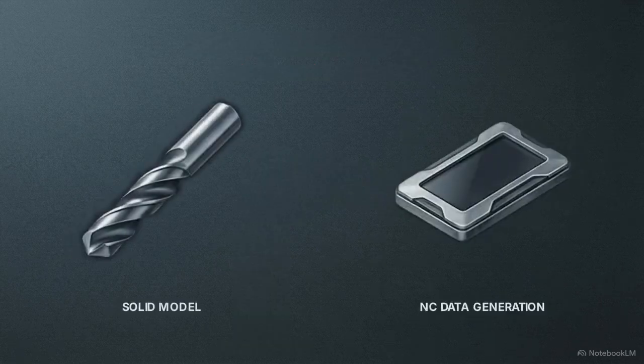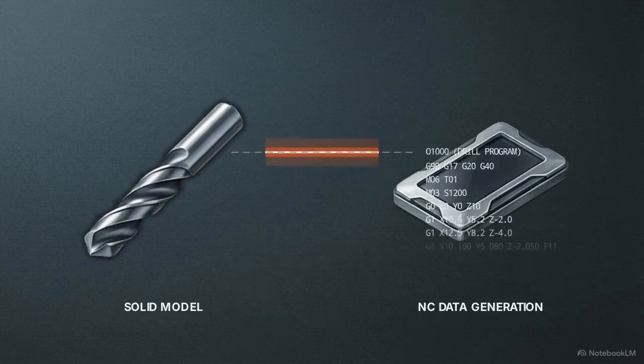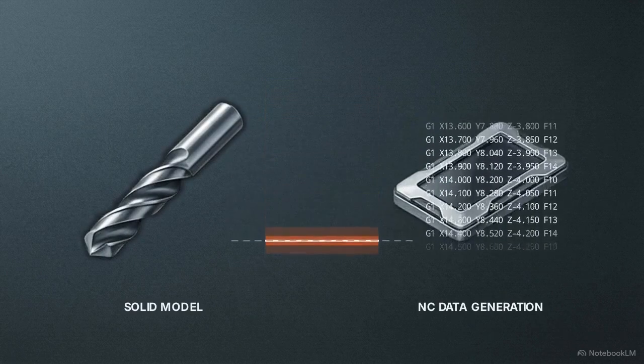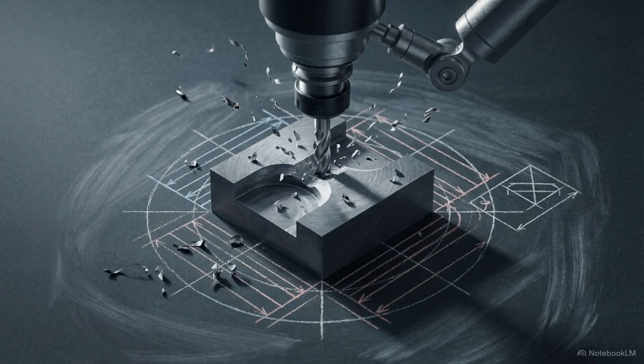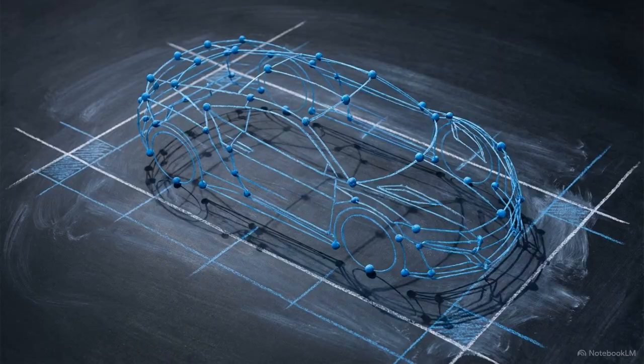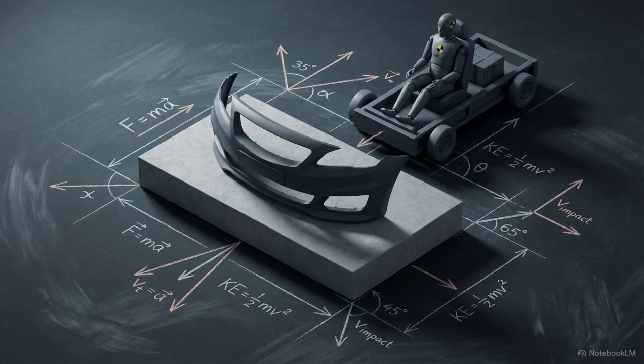When the design is finalized, the solid model automatically generates the precise numerical instructions needed to guide factory robots and automated manufacturing machines. By perfectly predicting reality in a digital sandbox, geometric modeling eliminates the need to build expensive, dangerous physical prototypes just to see if they fail.